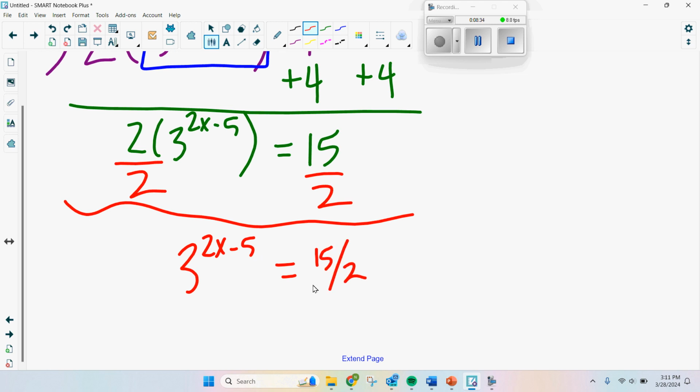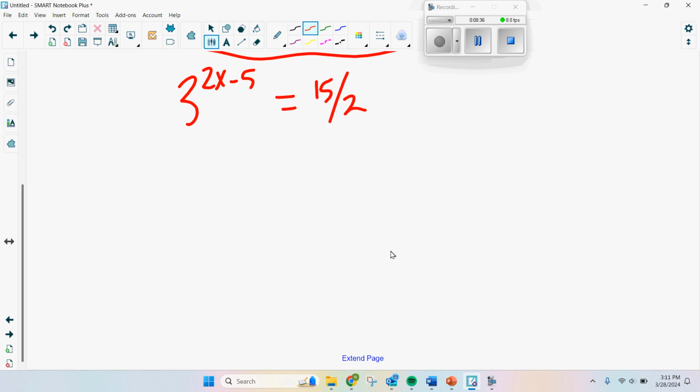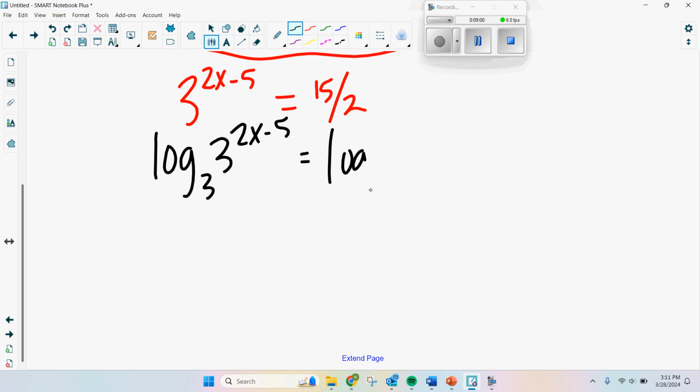Okay, now that I have the exponential part alone, I can take a log of both sides. You can always take any kind of log, any base. But the easiest way to get rid of it is to take the log of the same base as the thing. So if I do log base 3 of this, okay, actually I'm going to back up for a second. You could take the log of both sides to make this go away. You also could just rewrite this in logarithmic form, and I'm going to show you how that's the same thing.